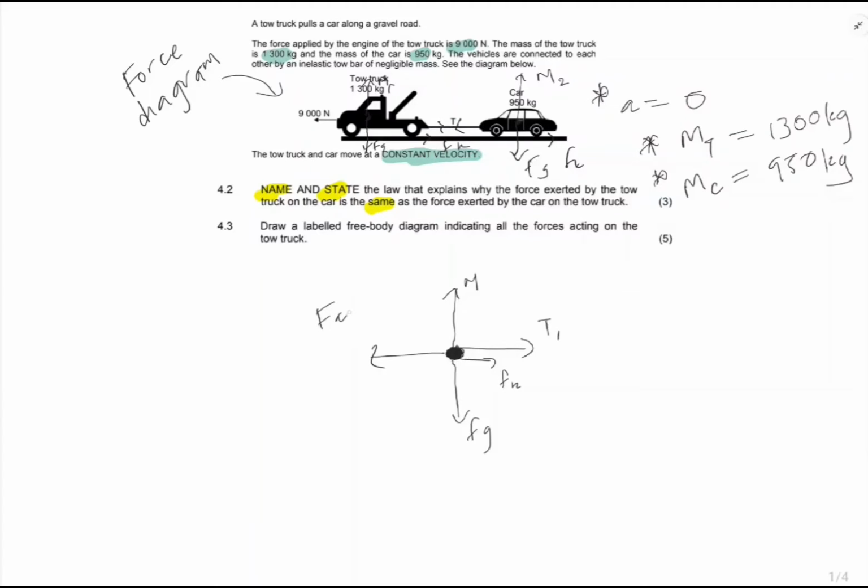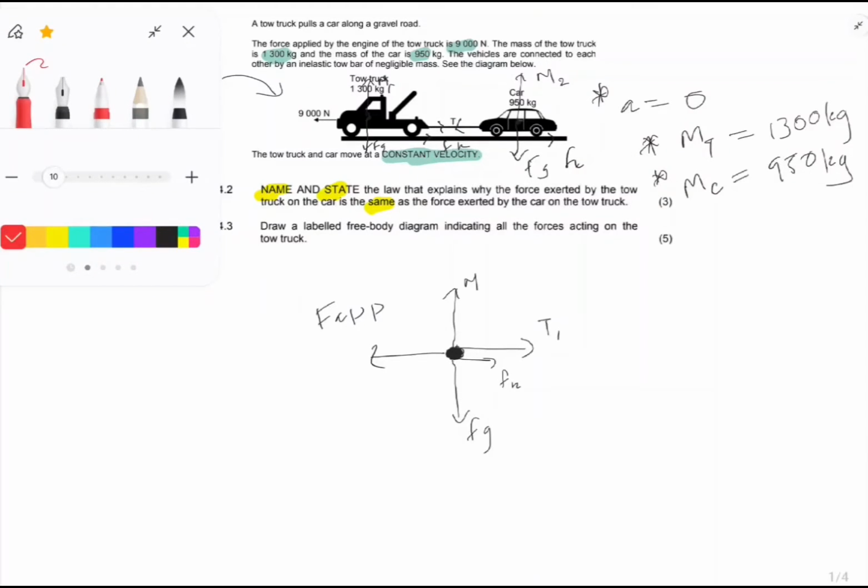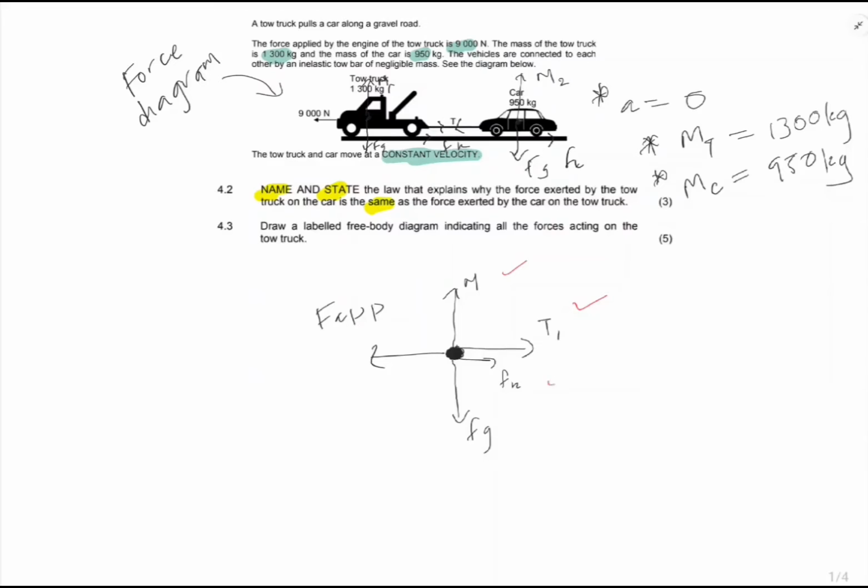Let me just call this F applied, right? You can say it's just the 90, but since we're using labels, it's important to remain consistent. And this is 5 marks, guys, and it makes sense because here 1, 2, 3, 4, 5, get your 5 marks. Right, so remember, a free body diagram is always represented with a dot, and you indicate all the forces that are acting on the object. And this is going to be very important when it comes to solving the other remaining problems.